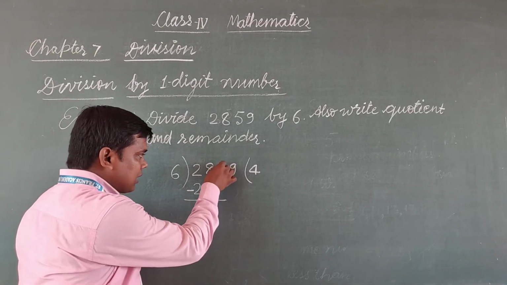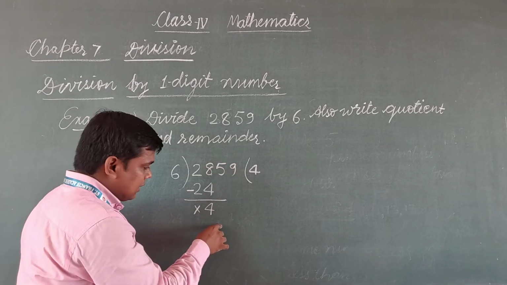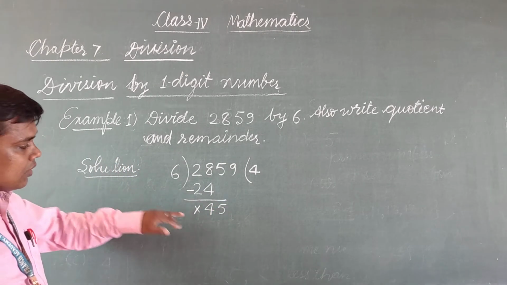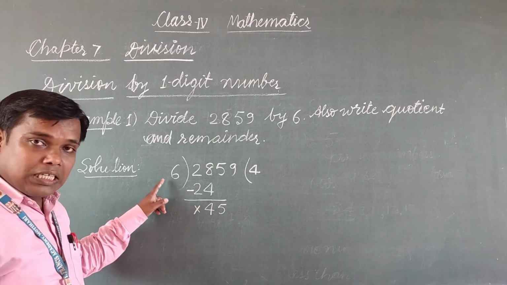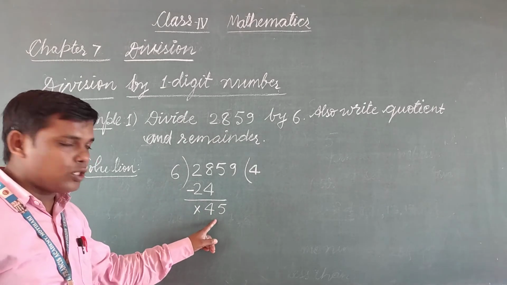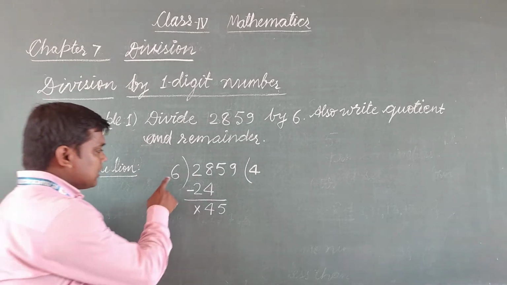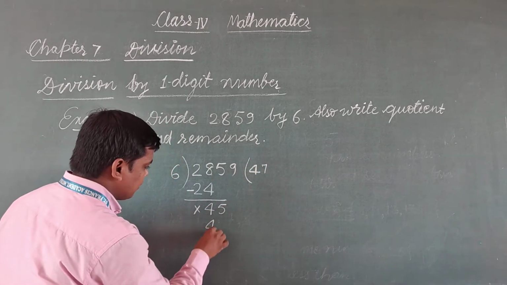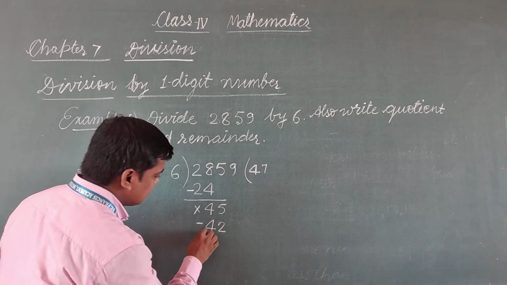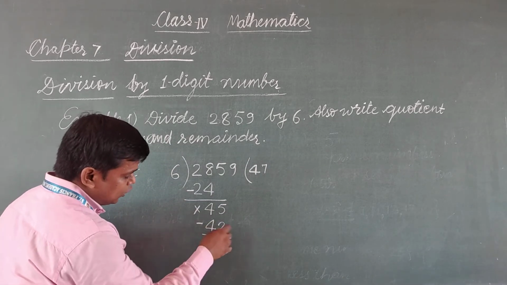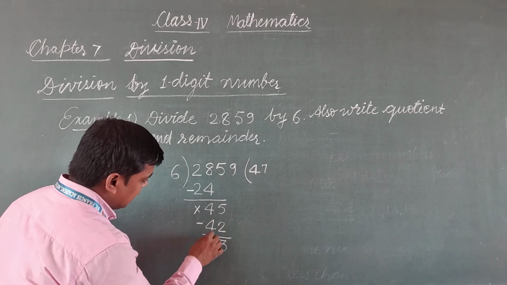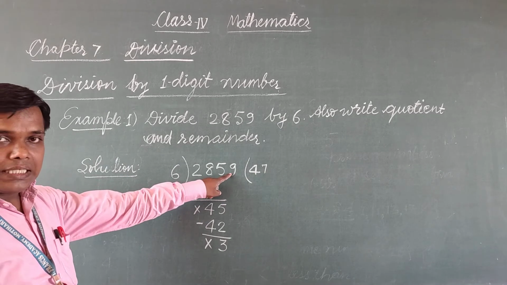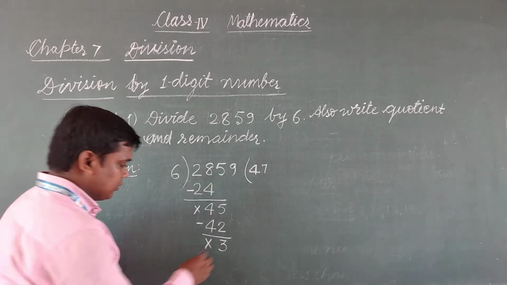Now one digit we take down here, it will become 45. Again we think the table of 6, which is near to 45. 6 7s are 42. So here it will be 42. We will subtract. 5 minus 2, 3 will come, and 4 minus 4, 0. Now 9 is left here, so it will come down.